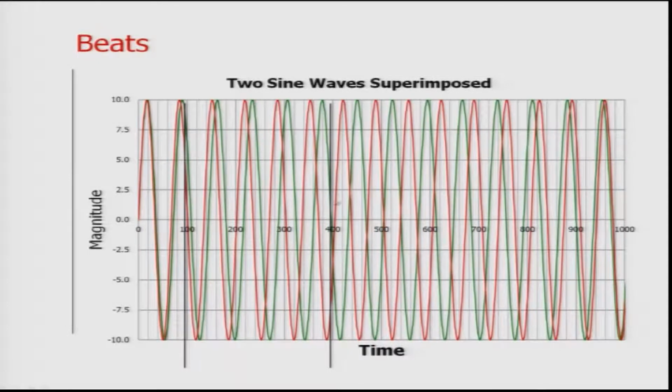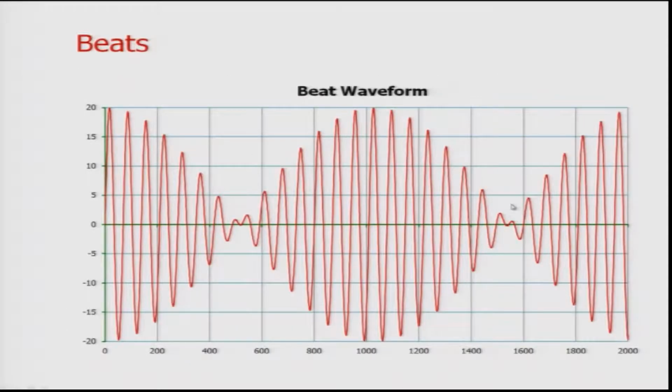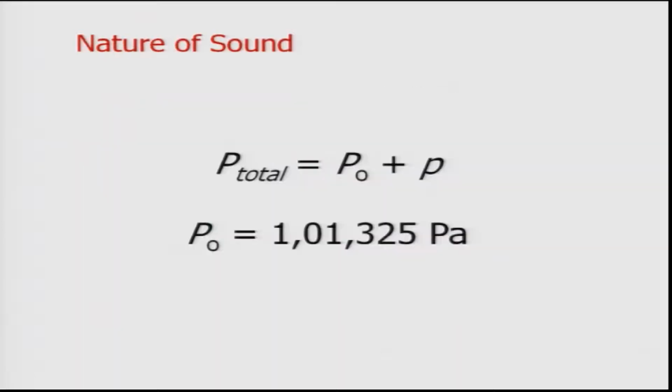Again, these are the 2 waves, 300 and 302. The red one is maybe 300 hertz, and the green one is 302 hertz. They are individually plotted, and when you add them up, this is how the summation looks, and that is why sometimes you hear a louder sound, sometimes a weaker sound, and so on and so forth.